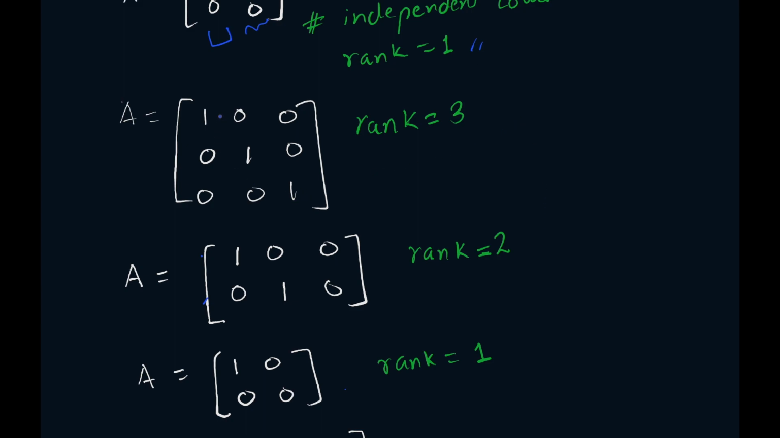Now we take our third example. This is 1 0 0 0 1 0 0 0 1. This is an identity matrix. Any identity matrix of size n cross n has rank n. Here this is a 3 cross 3 identity matrix, so the rank will be 3. Now consider another example 1 0 0 0 1 0. Here we have two independent rows and two independent columns. So our rank is 2.